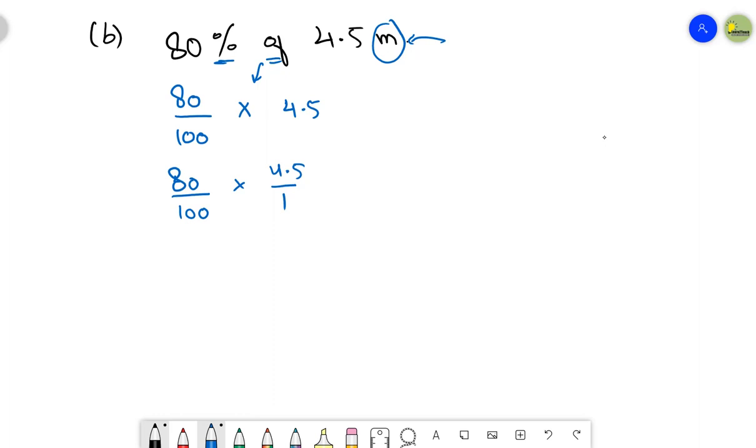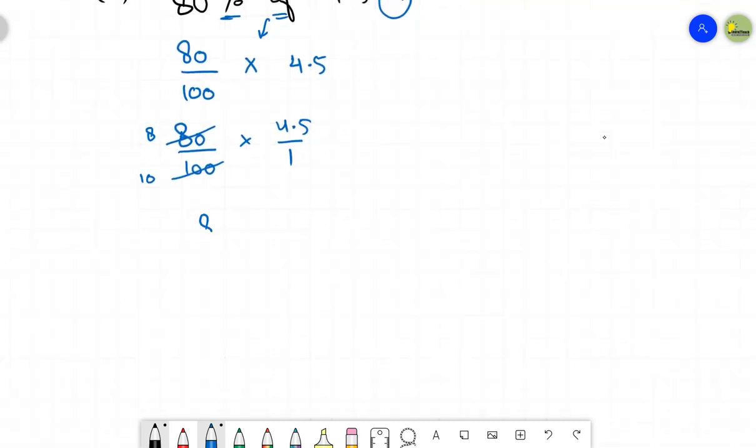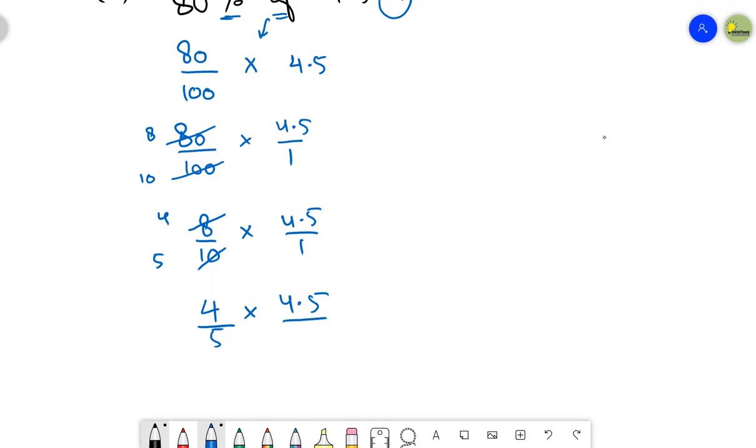Let's divide 80 and 100. 80 and 100 can be divided by the table of 10. 10 8s are 80 and 10 10s are 100. So it is going to be 8 upon 10 multiplied by 4.5 upon 1. Now we know that 8 and 10 can also be cancelled by the table of 2. So 2 4s are 8 and 2 5s are 10. So it will be 4 upon 5 multiplied by 4.5 upon 1.